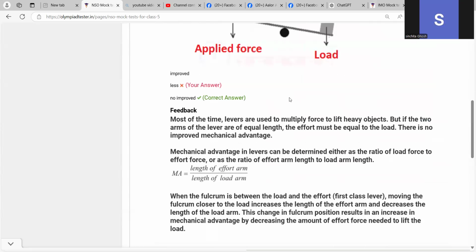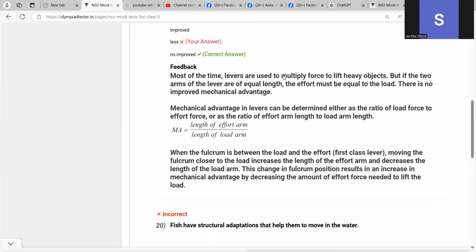So moving this fulcrum closer to this load will increase the length of the effort arm and decrease the length of the load arm. This change in fulcrum position results in an increase in the mechanical advantage. So if we do that, there will be an increase in the mechanical advantage, decreasing the amount of force we apply to carry or lift the load.